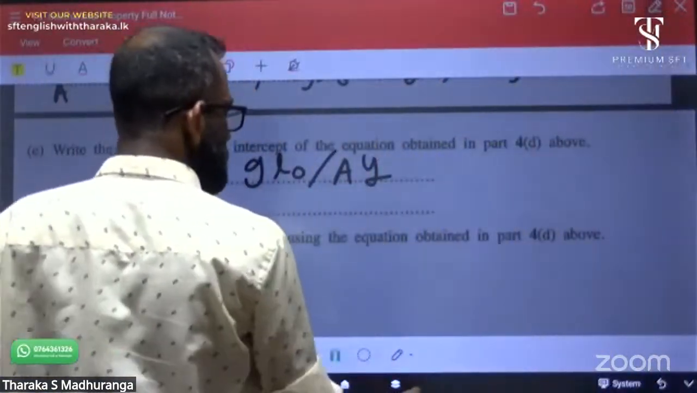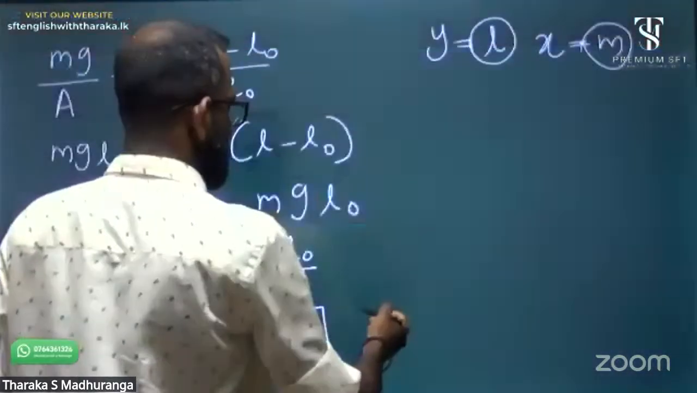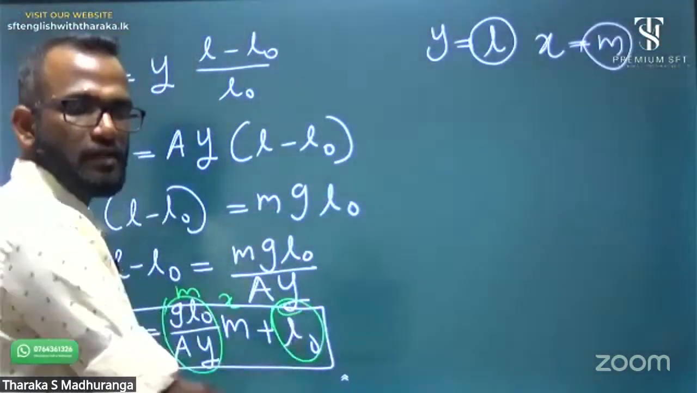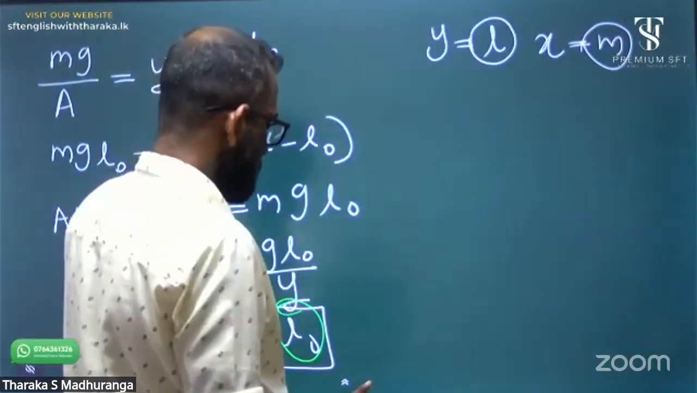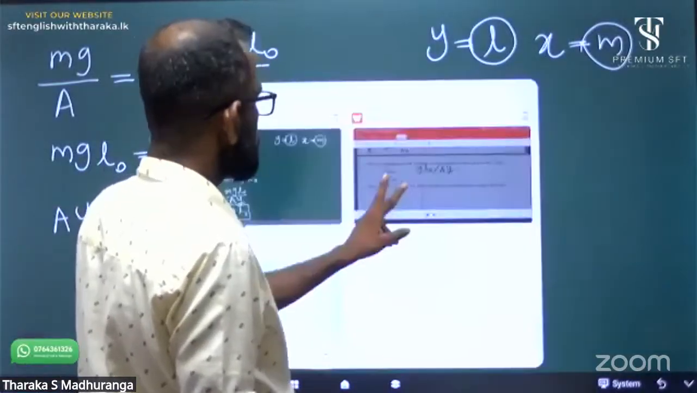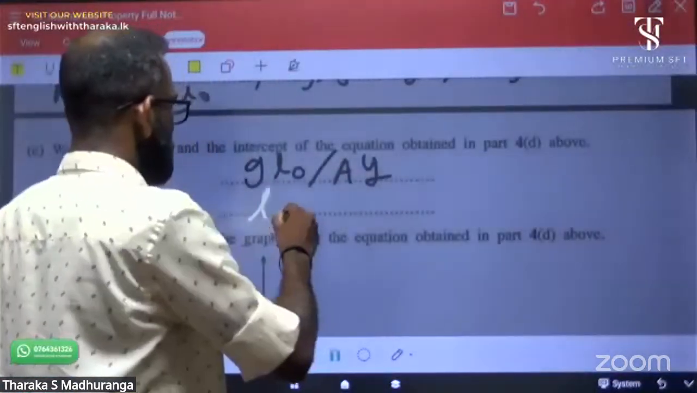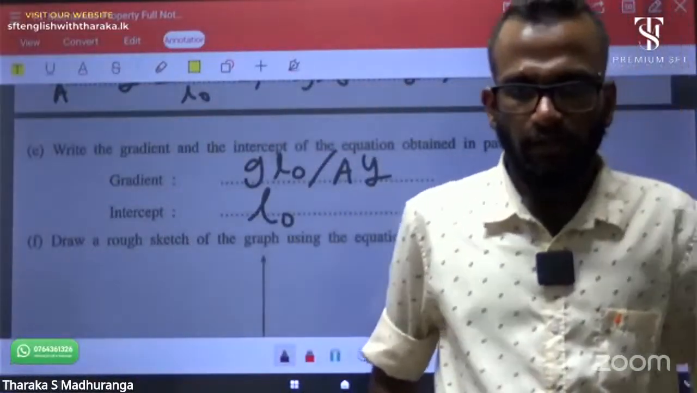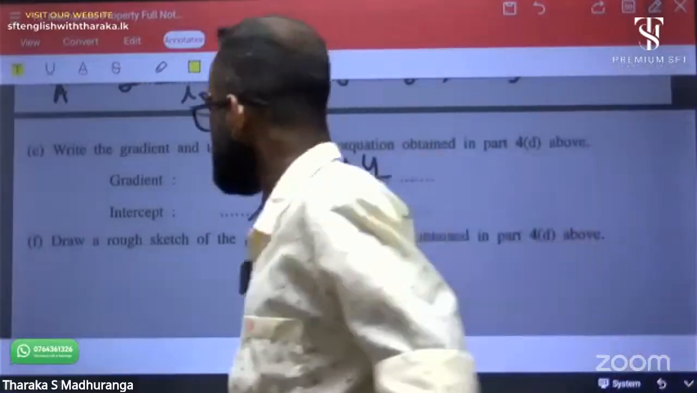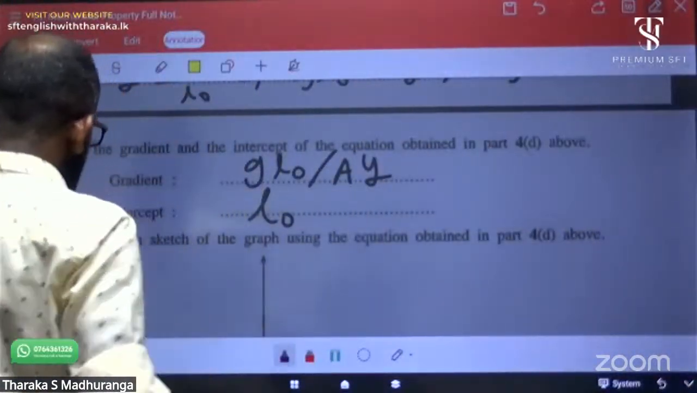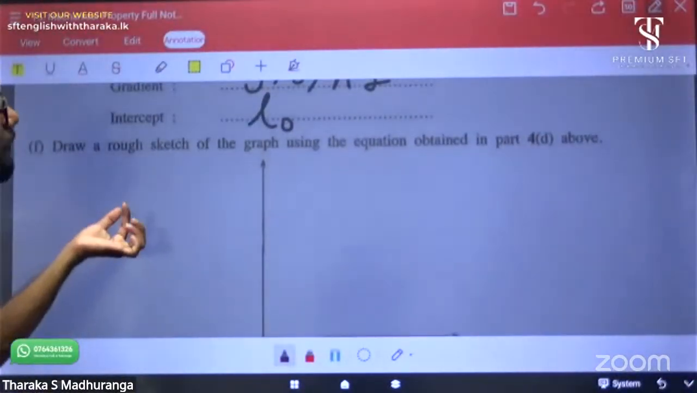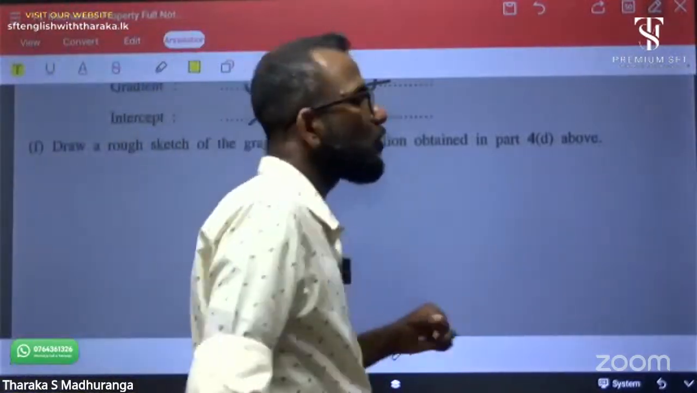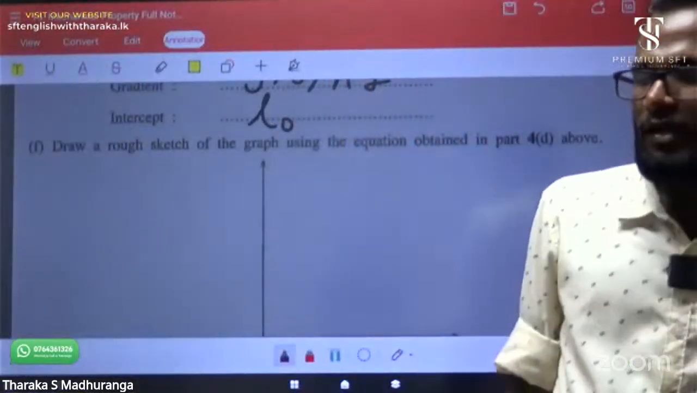Okay, what is the intercept? Intercept means c. Now you already know. This is the intercept, L naught, right? L naught is the intercept. Very simple. Draw a rough sketch of the graph using the equation obtained in the previous part.